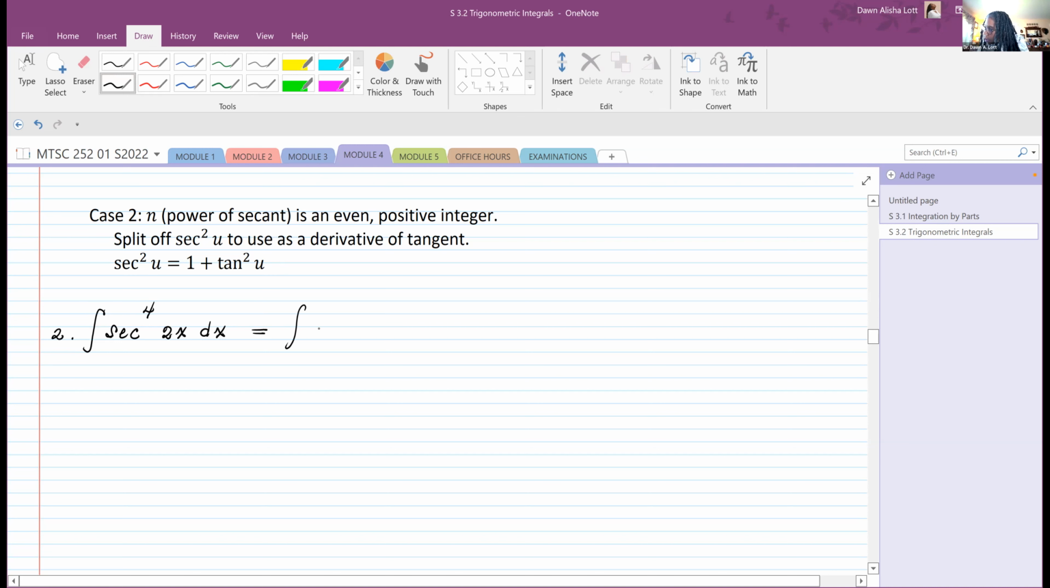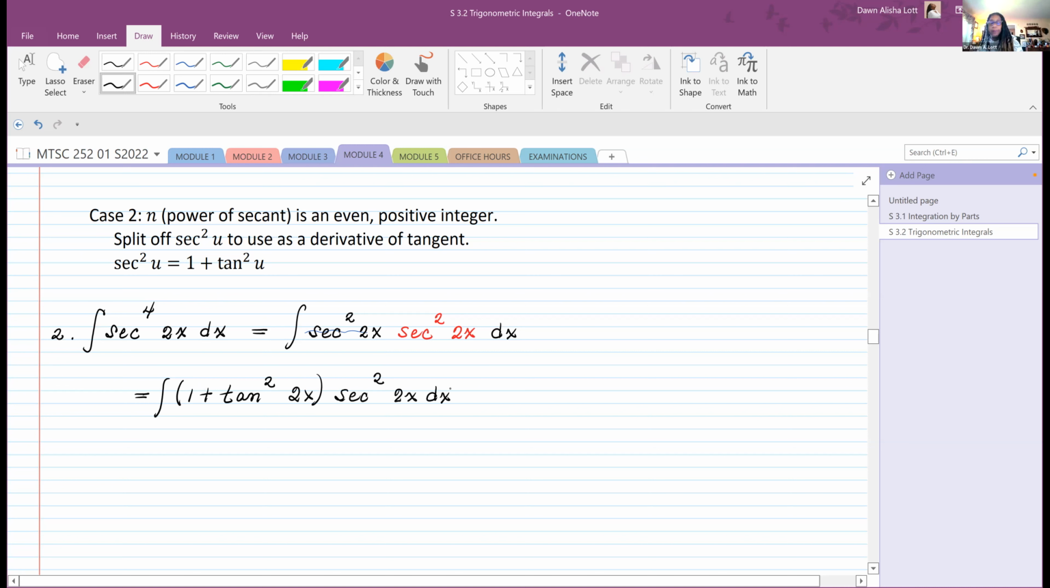So we have the integral of the secant squared of 2x, and I'm going to split off a secant squared of 2x dx. And so now I have to throw the rest of them away. So the secant squared becomes 1 plus tangent squared of 2x. And then I have the secant squared of 2x dx.